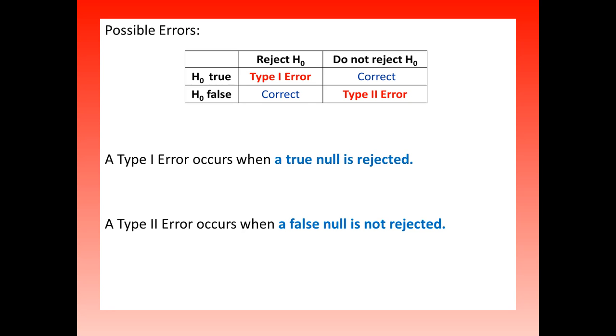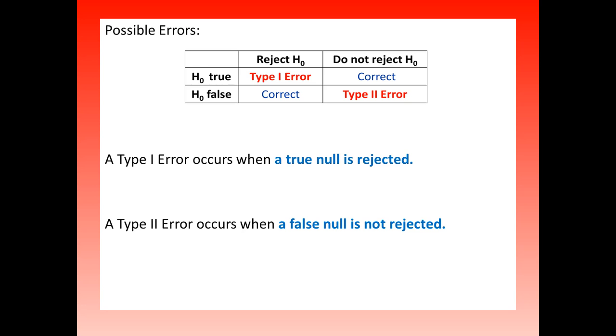If the null is true and you don't reject it, that's also a correct decision. So those are fine. We're not worried about those at the moment. If the null is true but you reject it, so you get a weird sample that has a weird statistic and you end up with a little p-value and reject the null even though it's true, that's an incorrect decision, and that's called a type 1 error.